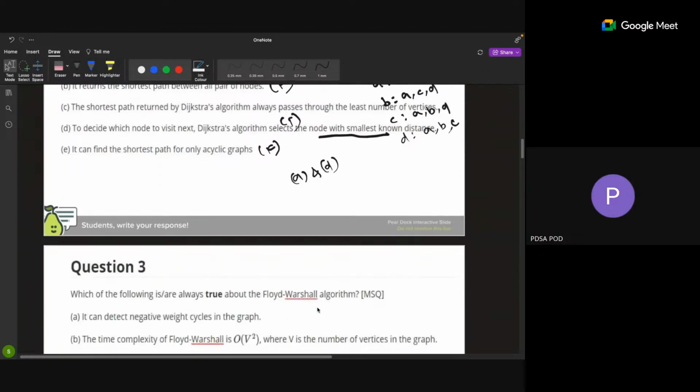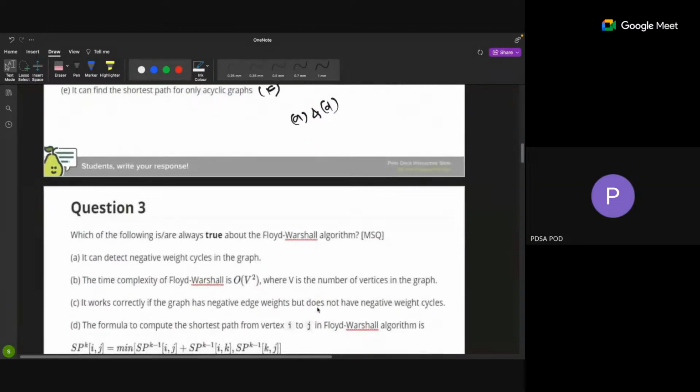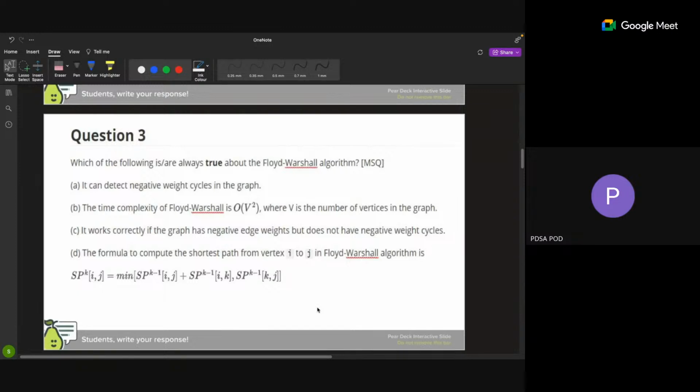Yes. Now here the Floyd-Warshall came. See, again, when I'm discussing the Floyd-Warshall, it's an all-source shortest path, or multi-source shortest path. The source changes every time. First A to all the vertices, then B to all the vertices, then C to all the vertices. Every time the source is going to be changed. Now the question is, what is true about that.